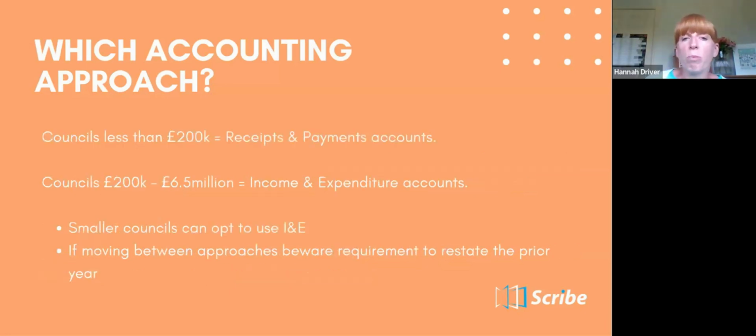With regards to which approach you need to be using, if you're under 200k, so that's total income or expenditure, if either of them are under 200k, you can use receipts and payments. If either of them are over 200k, you would need to be income and expenditure, but that's only when there's 3 consecutive years. So you may find if you ever go over that threshold in 1 or 2 years, maybe you have a large CIL payment or a grant comes in that pushes you over that threshold, if that doesn't continue for 3 consecutive years, you wouldn't have to move to income and expenditure.